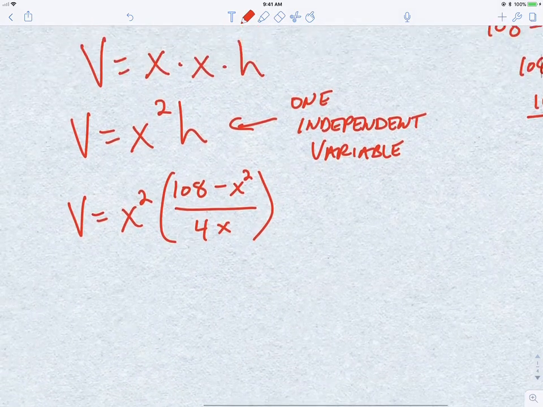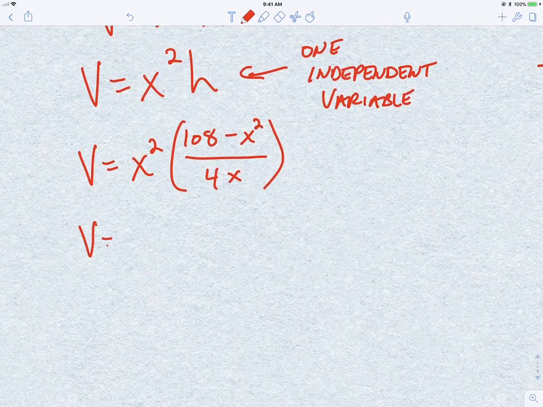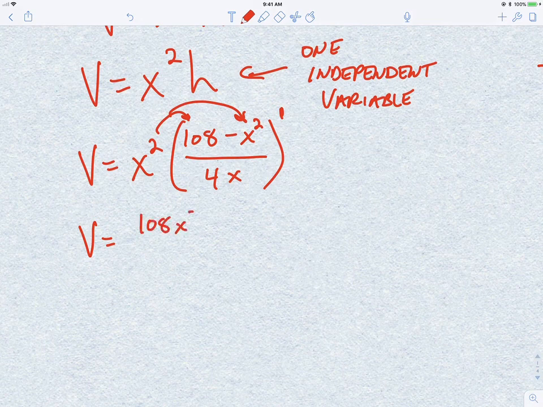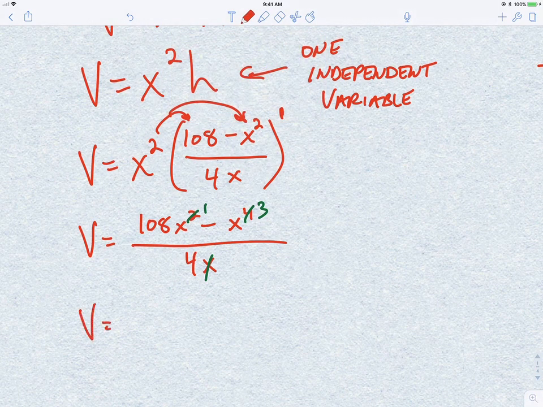And this gives me all x's, which is nice because now I can do my first derivative test on this function. Before I take v prime, I want to simplify it so it's a little bit easier. I don't have to use product rule. I can distribute the x squared here because this power is 1. So I'm going to get 108 x squared minus x to the 4th all over 4x. I can then divide this x out with 1x in both of these. So my equation here is 108 x minus x cubed all over 4.